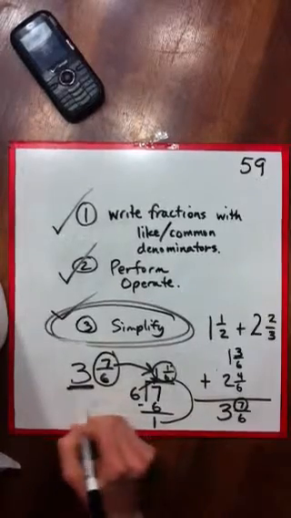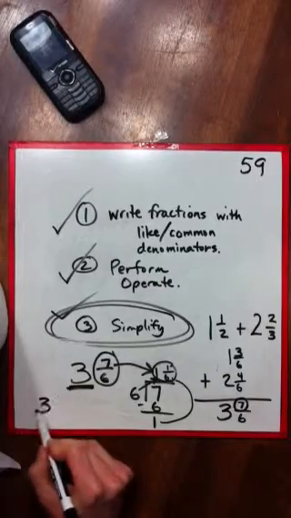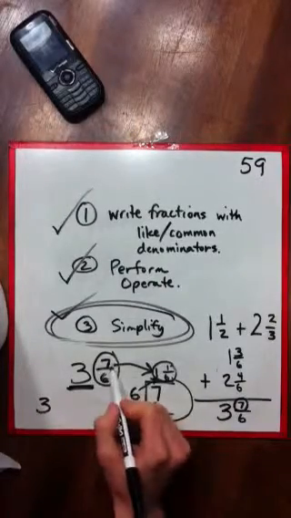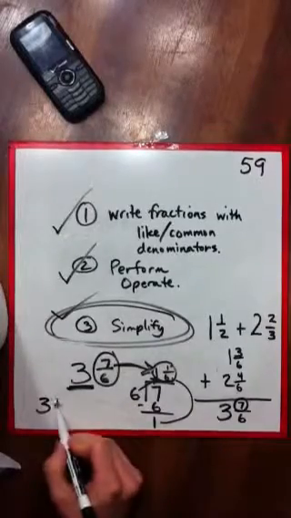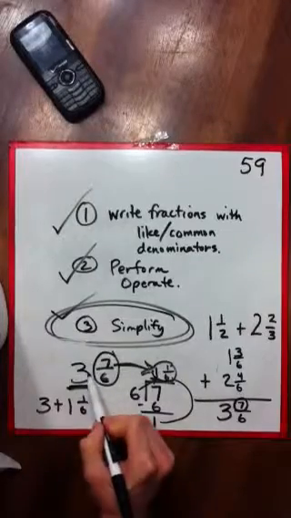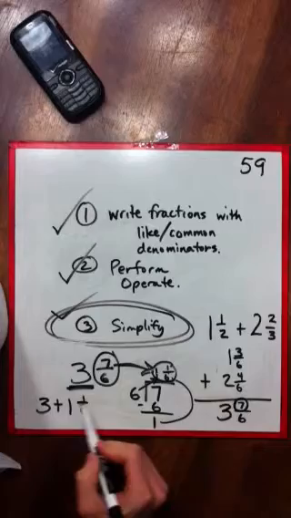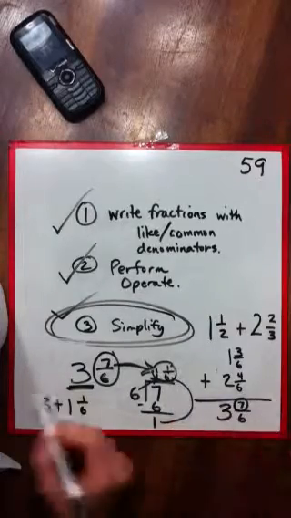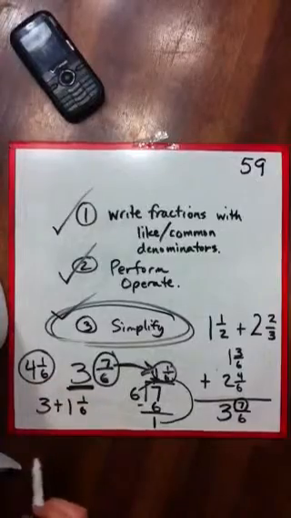Okay, but I still have this whole number 3. So what I am supposed to do is take my whole number 3 plus 7/6 changed into a mixed number. Then I get this. So now I have to take my 3 plus my 1 and 1/6. So 3 plus 1 and 1/6 is 4 and 1/6. And that is my final answer.